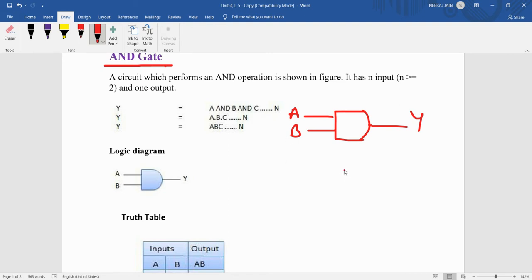If there are three inputs, we can also use three inputs in the case of the AND gate. Now if we are using three inputs like this, then the AND gate output will be A, B and C. So we will get the output Y.